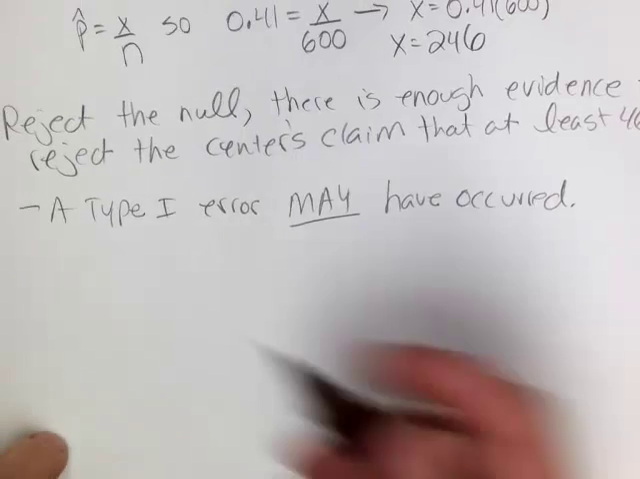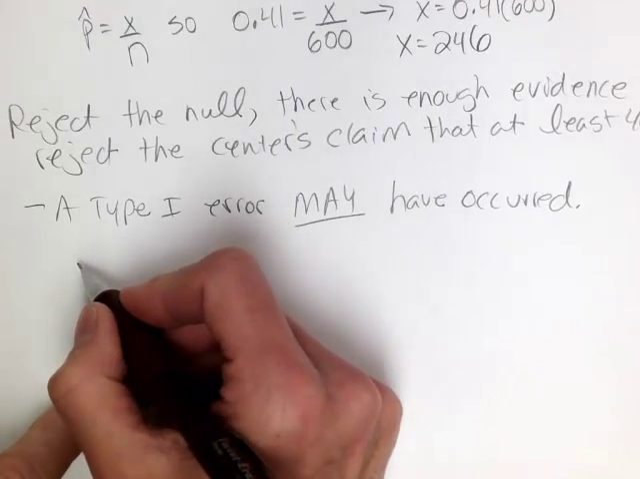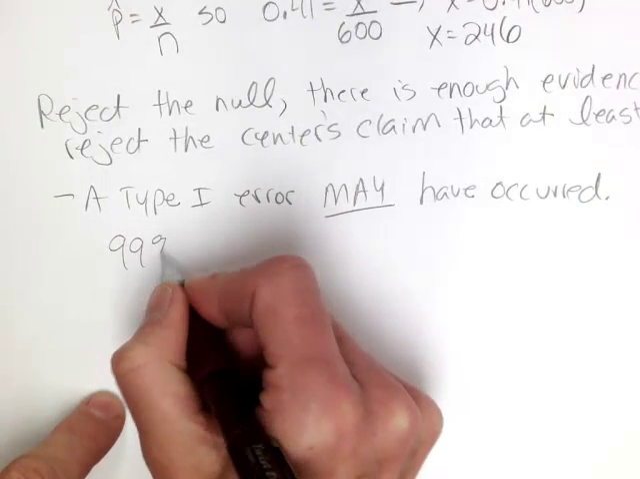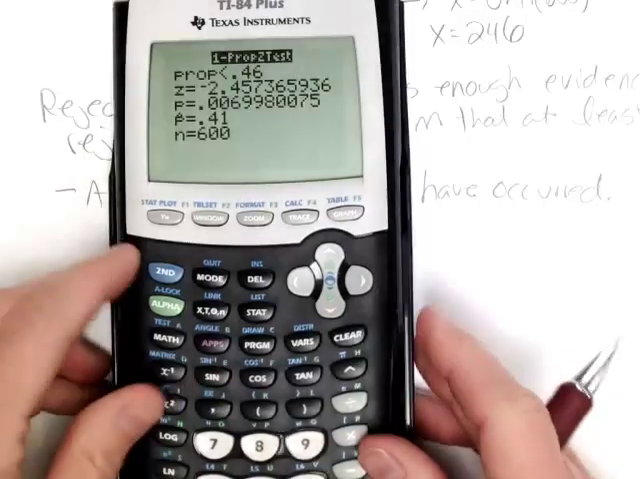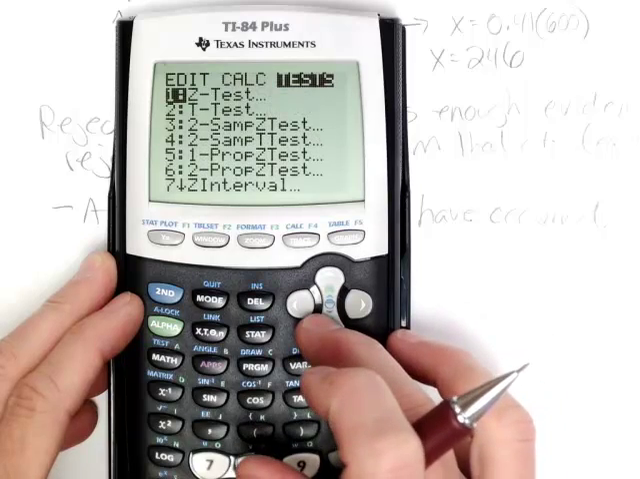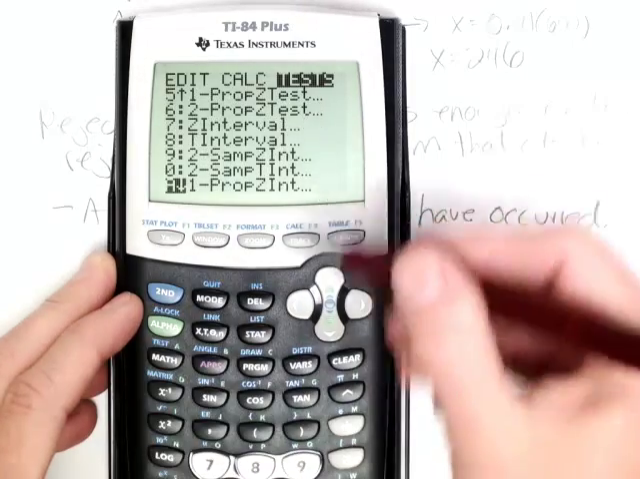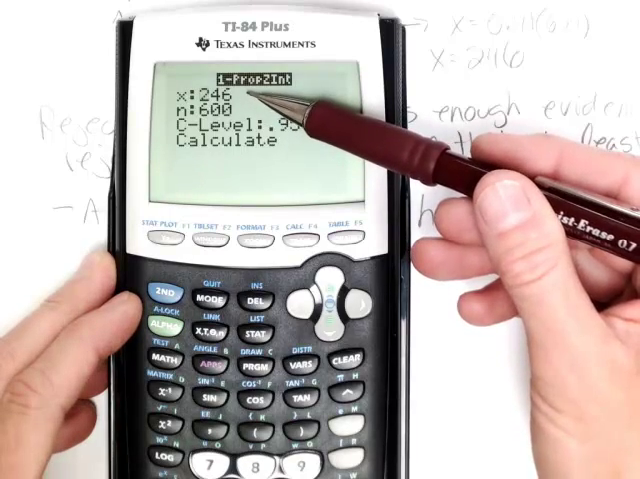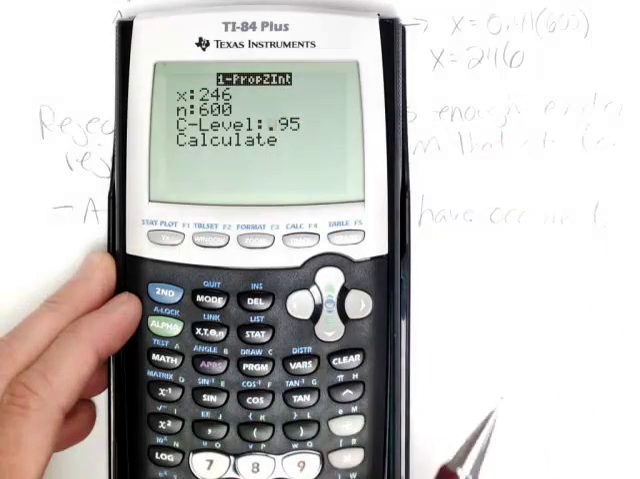Last but not least, we can calculate a 99% confidence interval. Since alpha was equal to 0.01, we want to find a 99% confidence interval for p. I could use the calculator for that. I could go to stat, right arrow over to tests, and go to the 1 proportion z interval. There it is. If you keep scrolling down, you'll be able to find it. It should carry over the information from the hypothesis test. The number of successes was 246, n was 600. I do need to change the level of confidence.